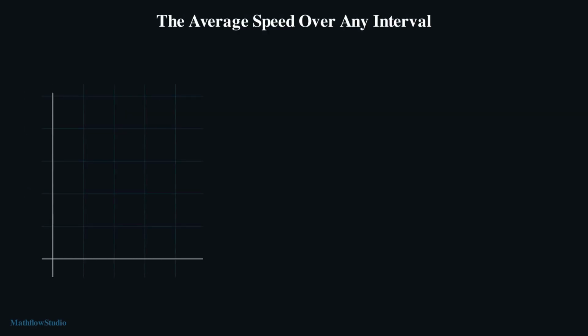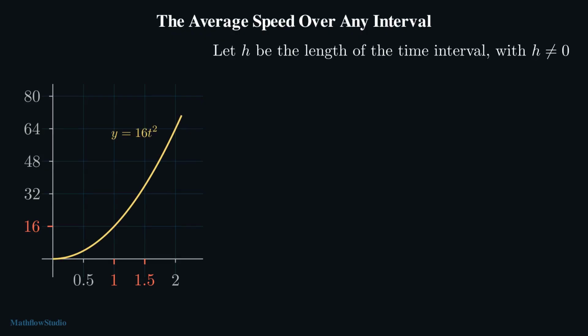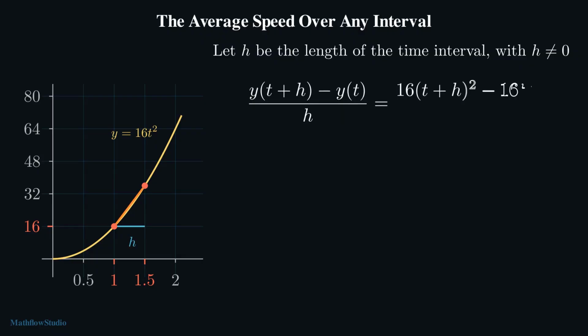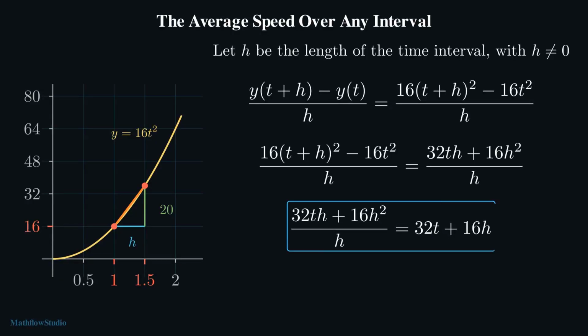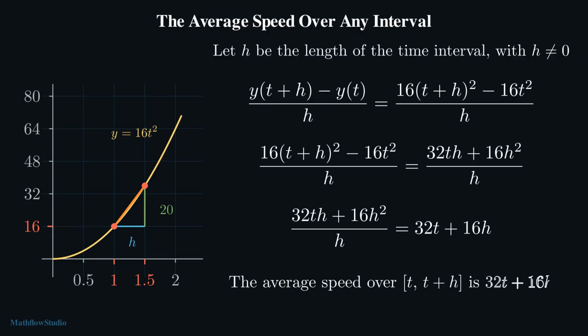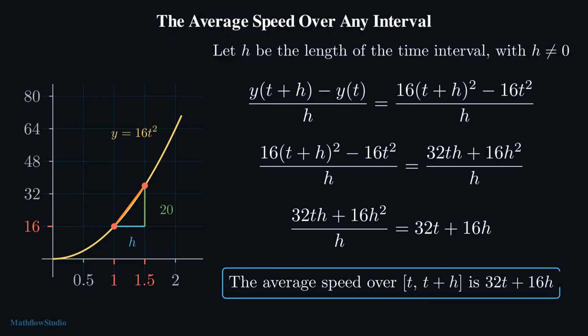Let the number h be the length of the time interval, and let the number h be different from 0. The rock is at the instant t, and again at the instant t plus the number h. The average speed is the change in distance divided by the number h. Expanding the square leaves 32th plus 16h squared in the numerator. Dividing each term by the number h gives 32t plus 16h. The average speed over the interval from t to t plus the number h is 32t plus 16h.